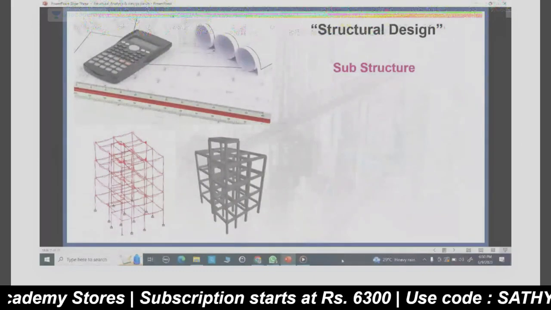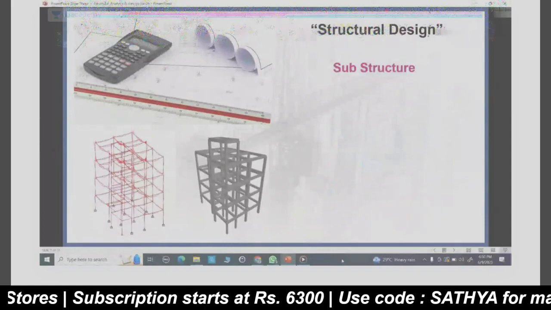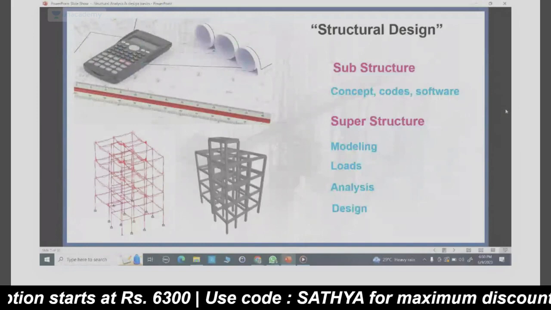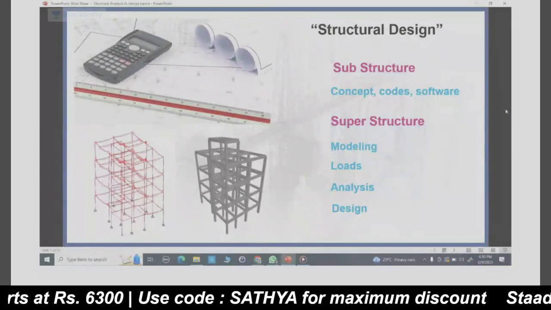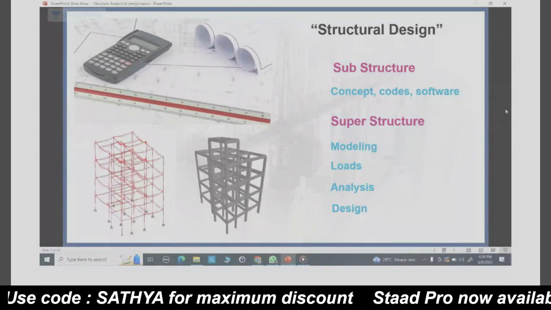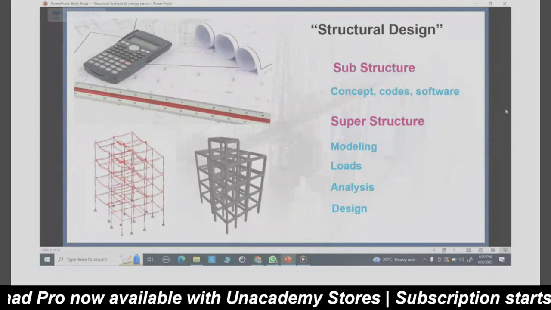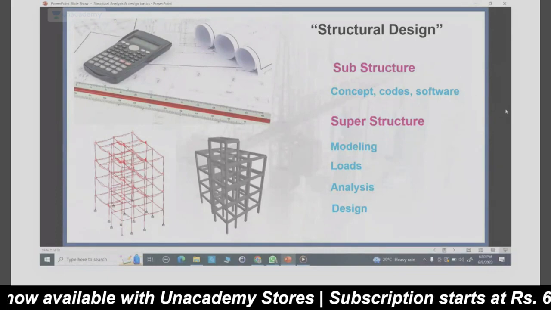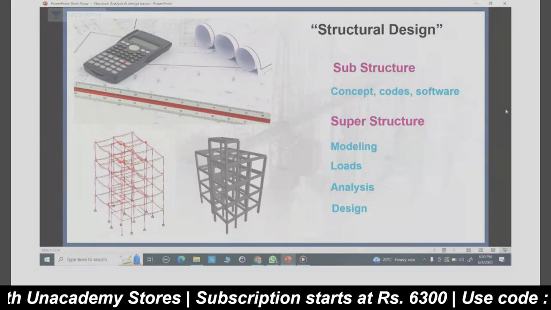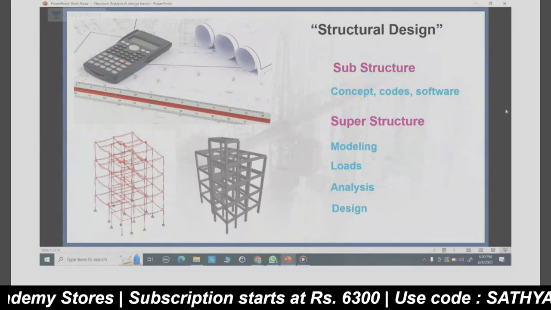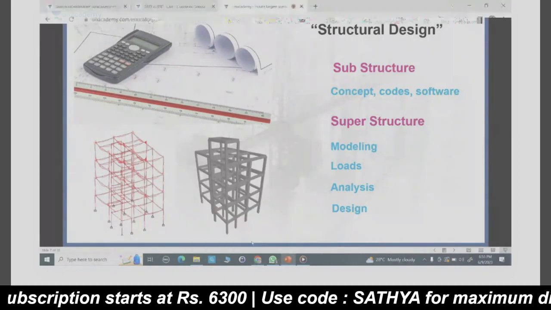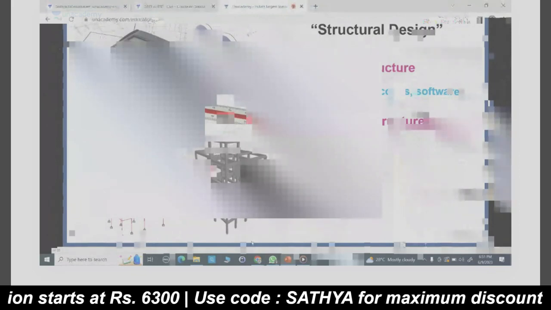Under substructure, the first one is concept, the structural concept. We have to understand this concept clearly, because already we know that structural design includes the analysis of the structure. Under concept, we'll be having the structural analysis and then strength of material. Strength of material is also a very important chapter. I hope you all will be having it in your syllabus or curriculum. Strength of material. How many?